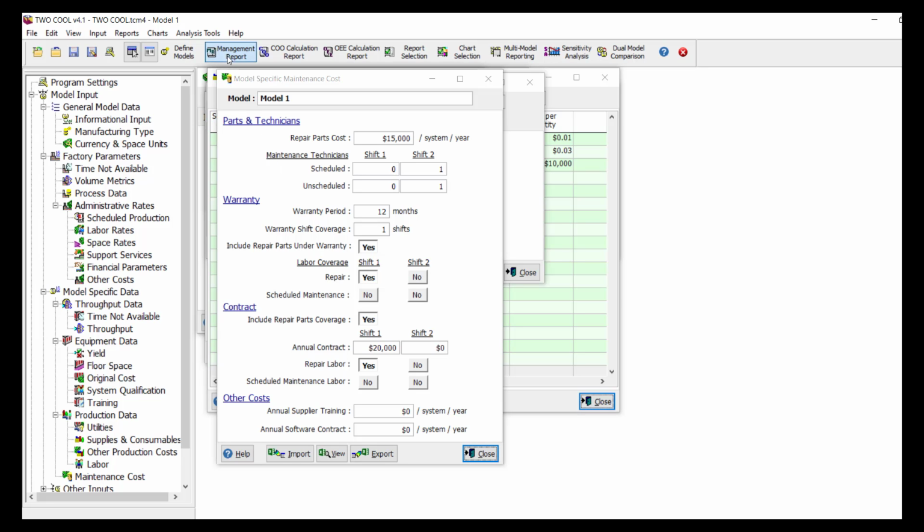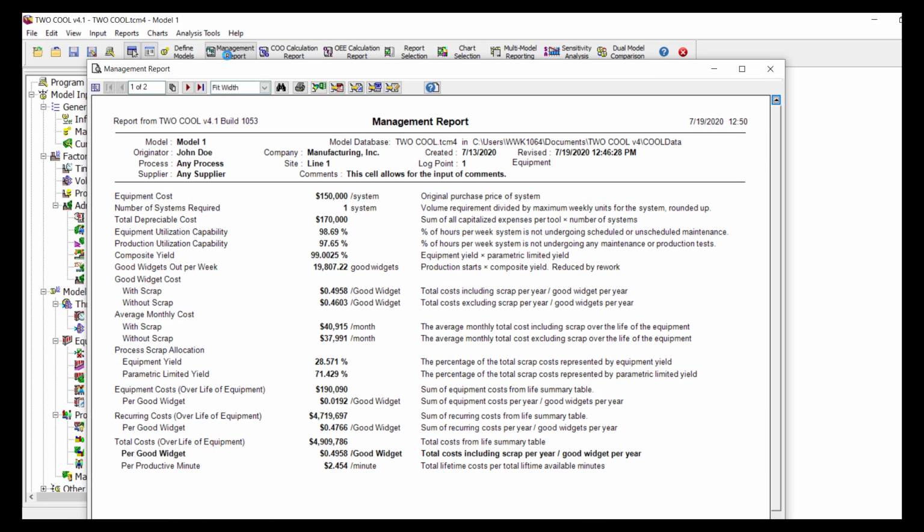Now let's take a look at the management report and compare to our previous cost of ownership result of 14.49 cents. The new value is 49.58 cents, demonstrating that initial assumptions don't always match the actual data.